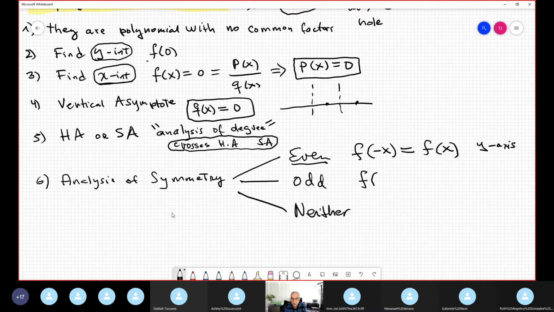When you are doing reflection and it's a completely opposite sign, we have symmetry also. It's special, but it's symmetry with respect to the origin. And neither is nothing. No symmetry.